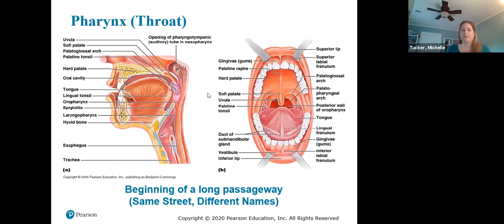Moving on to the pharynx, then we'll get to the esophagus. How are we doing on time? Oh, we're doing good on time.